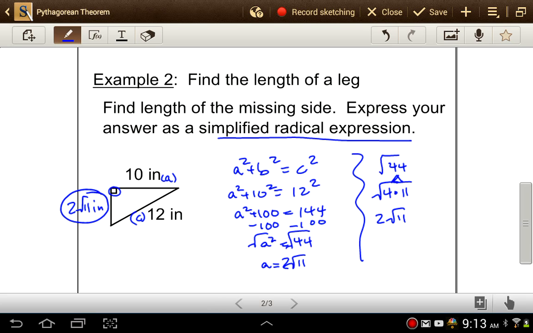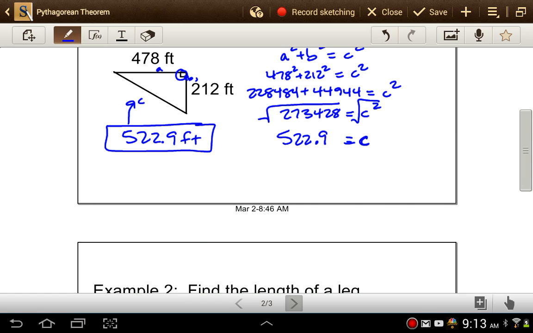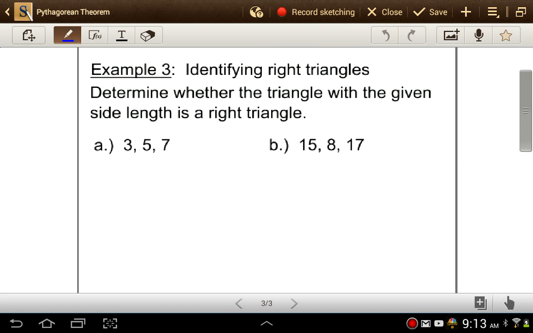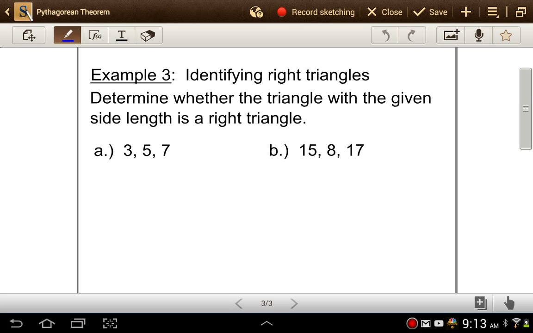So when I plug this in, I'm going to do 3 squared plus 5 squared equals 7 squared. I must square, so that's 9 plus 25 equals 49. 9 plus 25 equals 36, which does not equal 49, so this is not a right triangle. In order to be a right triangle, they would have to have the same value on either side.